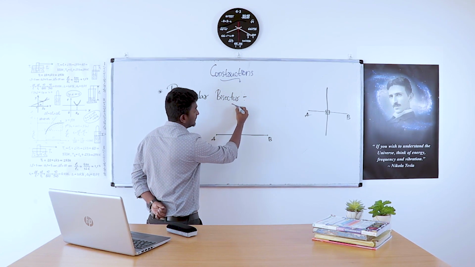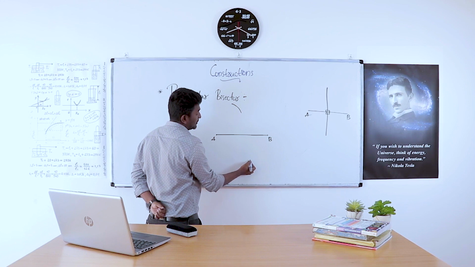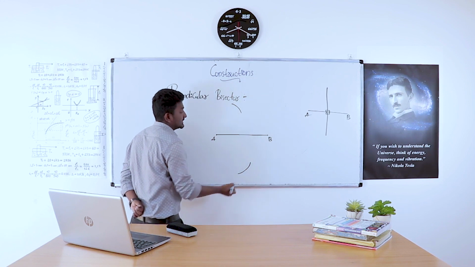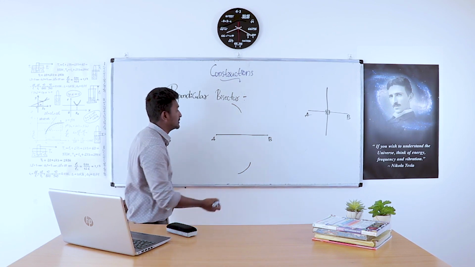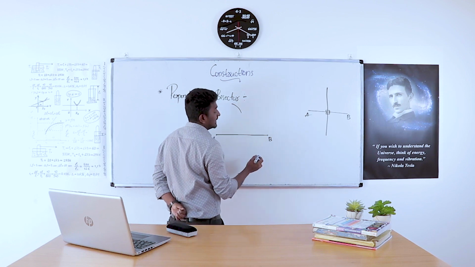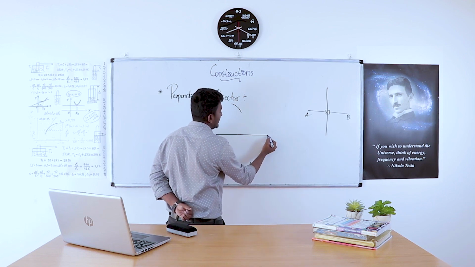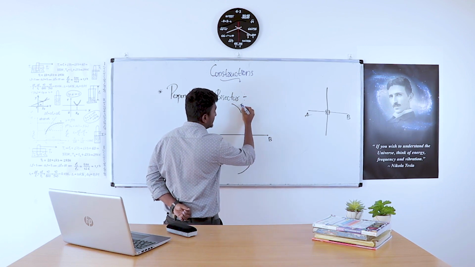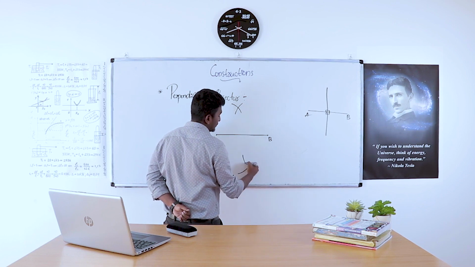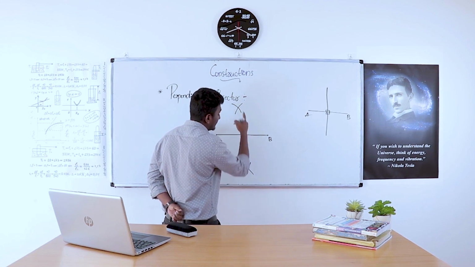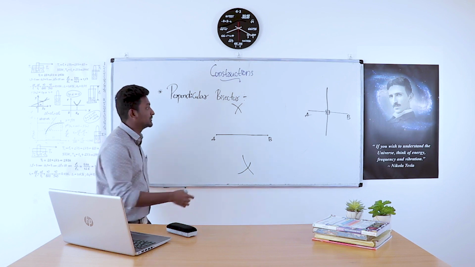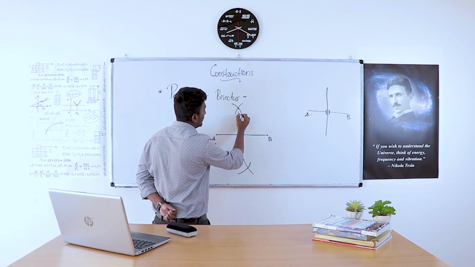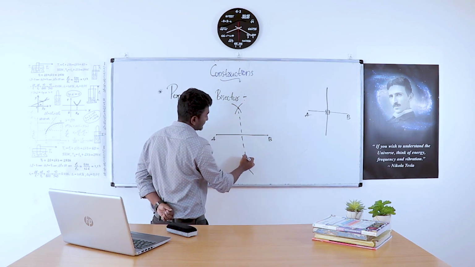Then make an arc in the upward position and using the same length make an arc in the downward position. Now take the compass and fix it at B and using the same length make an arc in the upward direction and in the downward direction. Now both these arcs meet at points, and join these two points.